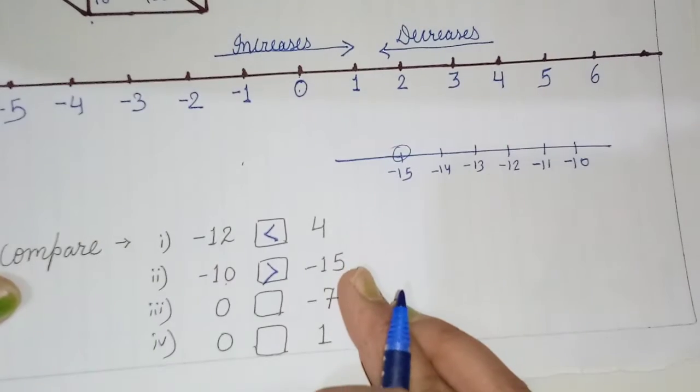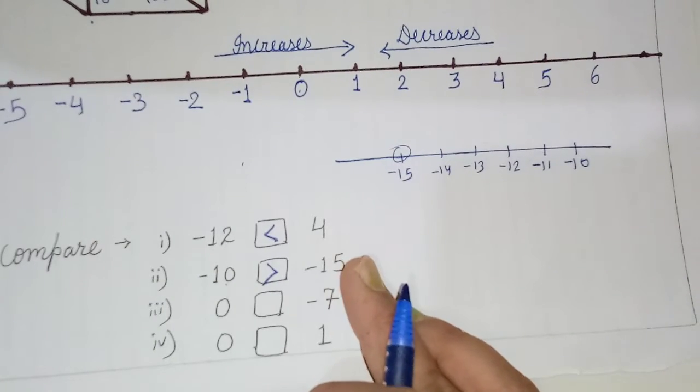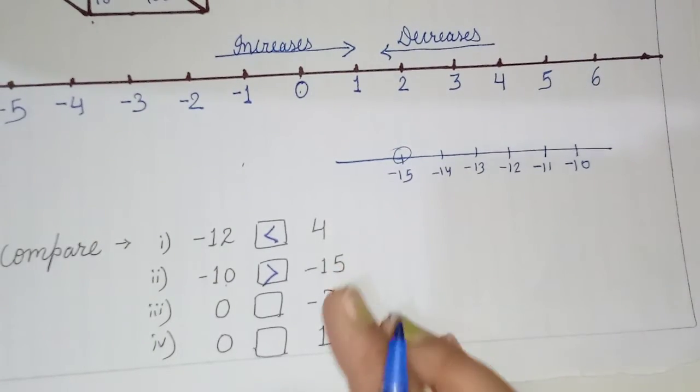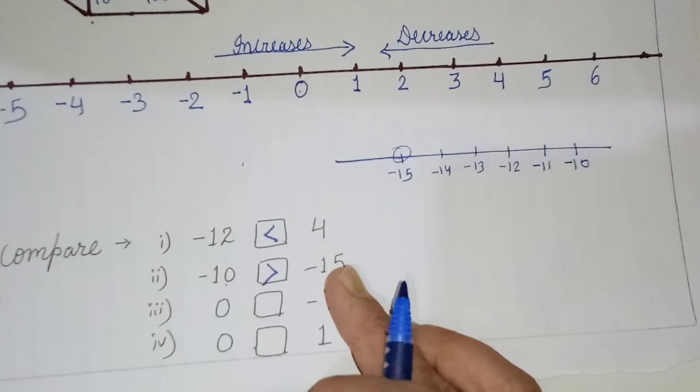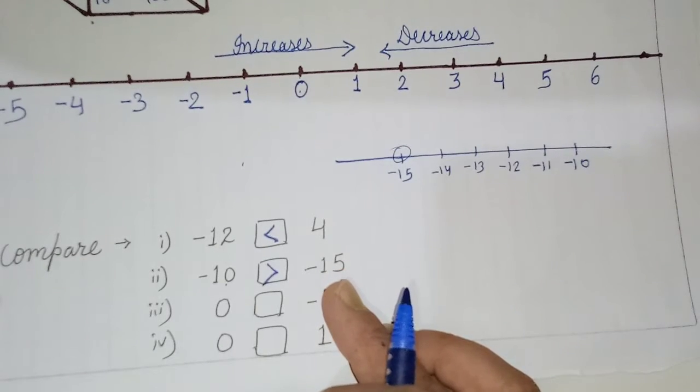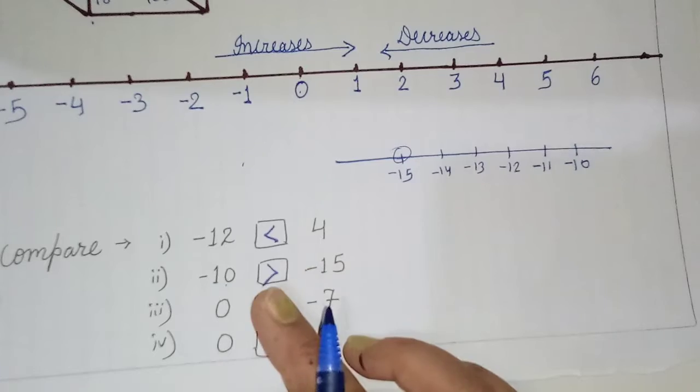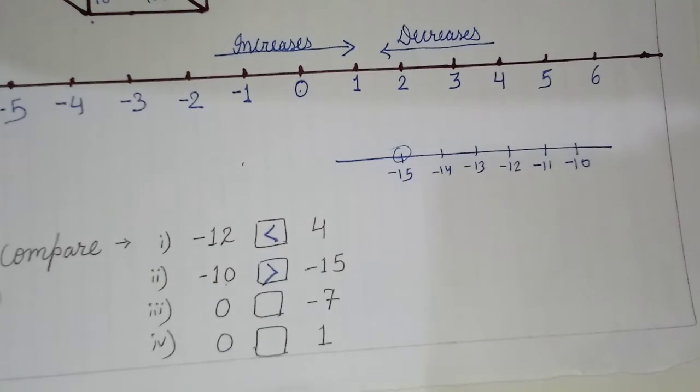By this point you have to remember that when we compare negative numbers, the number which is greater without the sign will be the smaller one in case of minus.